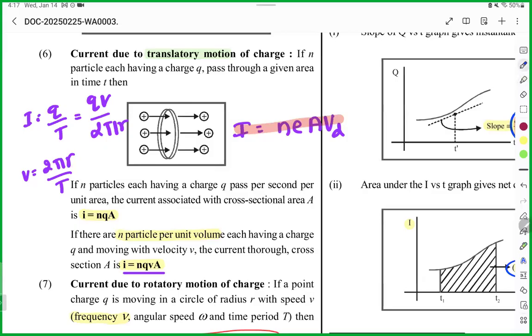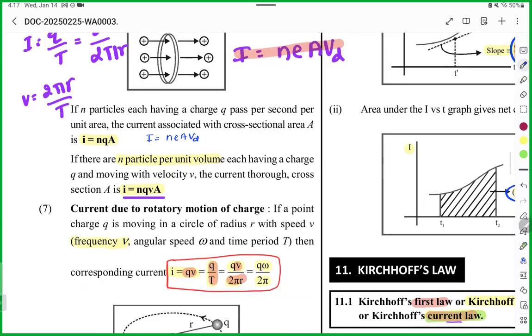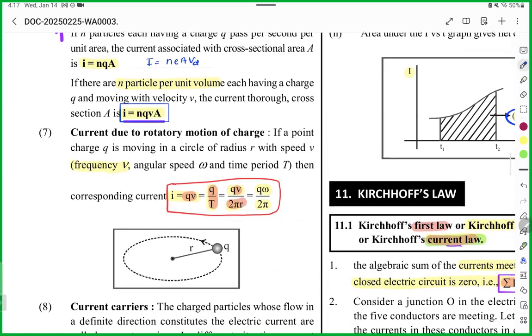Motion in a straight line is known as translatory motion. If charged particles are moving through a given area in a given unit of time, the current is equal to nAvd. So you can calculate current. But remember, this n is the number of particles per unit volume.